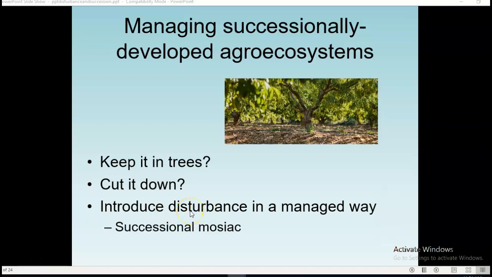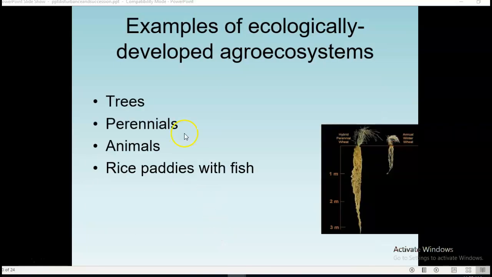What this is using is the intermediate disturbance hypothesis, using that in agriculture, that you can introduce disturbance, and as long as it's not too intense, frequent, or widespread, we should be able to maintain structure and function of the ecosystem. So it may be that we cut down some of the trees so we can add back some annual crops, and what we end up having is a successional mosaic, and this is basically diversity of disturbance. So this is a way that we can manage our systems and still keep some of the high net primary productivity. There are other examples of successionally and ecologically developed agroecosystems.